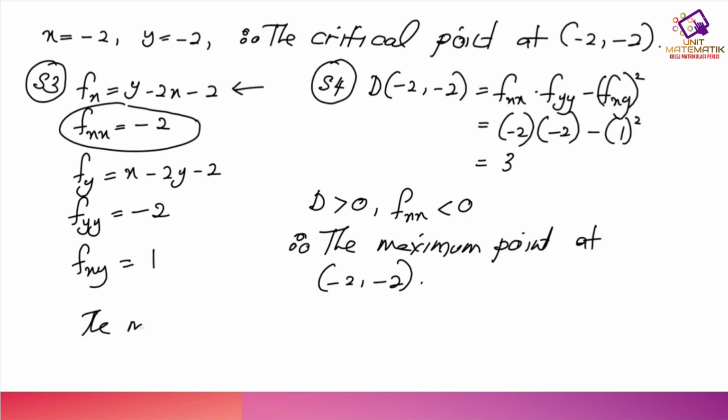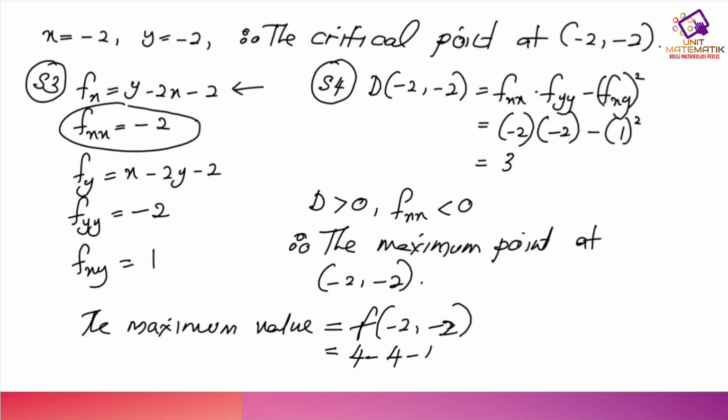The maximum value: substitute the values of x and y in the function. F(-2, -2) equal to 4 minus 4 minus 4 plus 4 plus 4 plus 4, equal to 8.